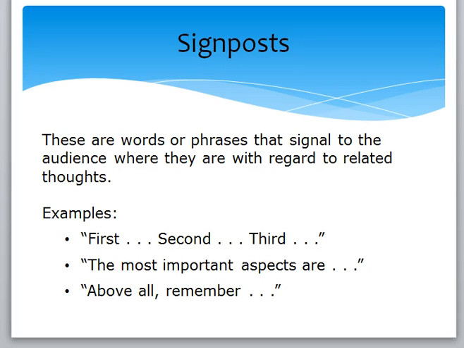So those are transitions. Let's take a look at signposts. These are words or phrases that signal to the audience where they are with regard to related thoughts. So for example, first, second, third, the most important aspect. Above all, remember. These signposts are words or very short phrases that are used to, again, help the audience understand where we are in our speech.